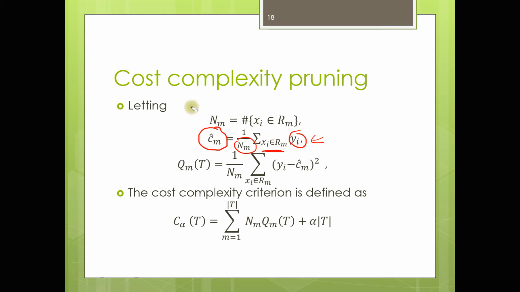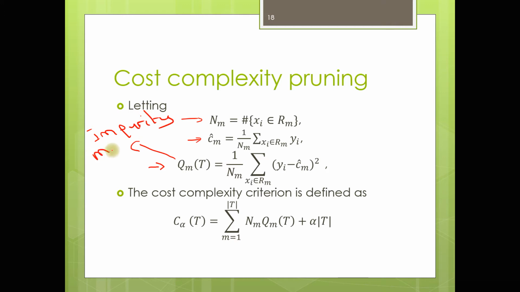So we understand these two things now. One is the number of observations within a particular region m. The example I took was region 1, for example. And then you can compute the c cap. But then there is something that comes in now. You have a kind of impurity measure that comes in. Q_m(T) relates to what we call the impurity measure. Okay, Q_m(T) is what we refer to as an impurity measure.